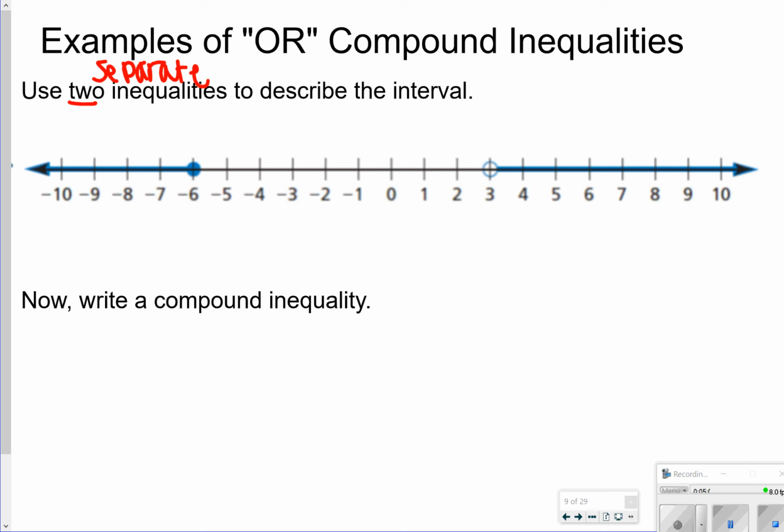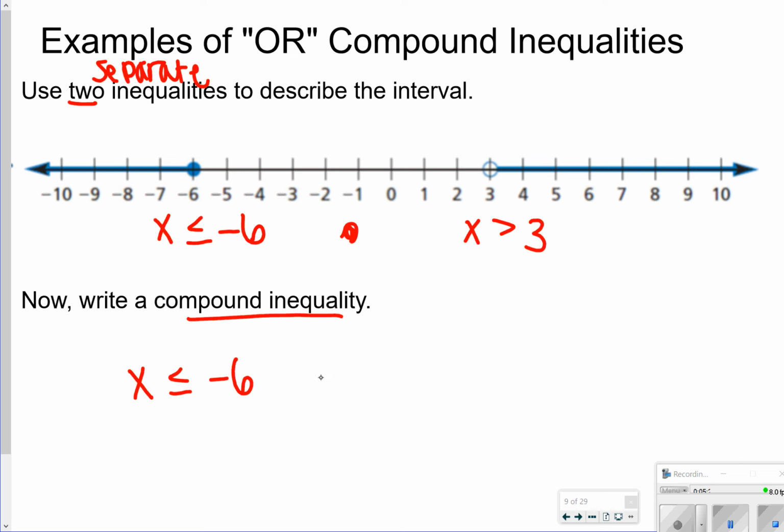So for this example, we're going to have x is less than or equal to -6, and then over here x is greater than 3. So my compound inequality is x is less than or equal to -6, or x is greater than 3. So you need to write it with the or in the middle.